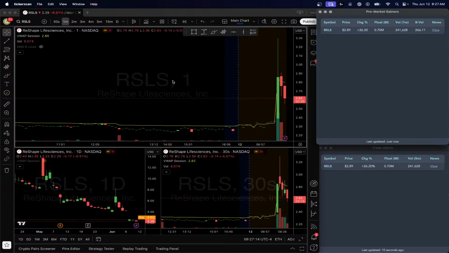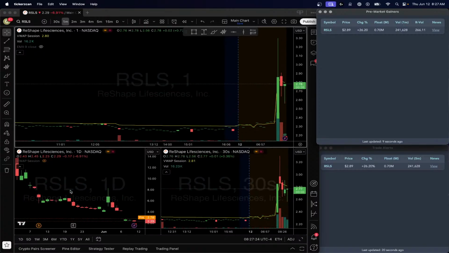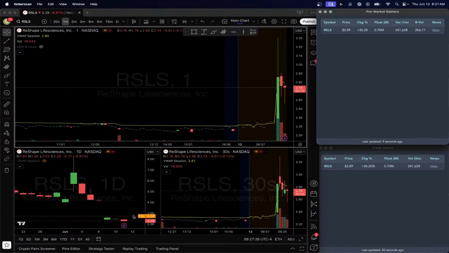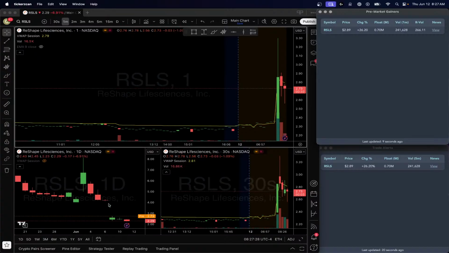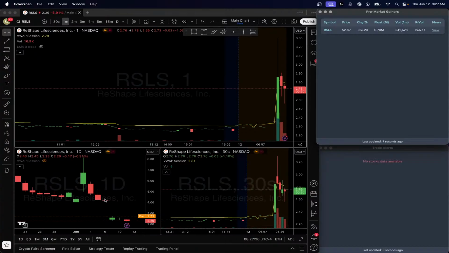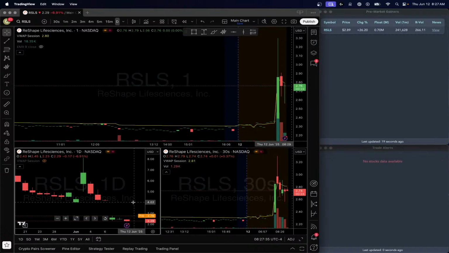This is a 1 minute chart up here. Then we have the 30-second chart down here. Sometimes I look at a 30-second chart if it's moving real fast. Let's look at the daily. As you can see here, it kind of gapped up a little bit. So we have a gap here. So we don't know, it could run to 4. We have no idea. It could run to 4.